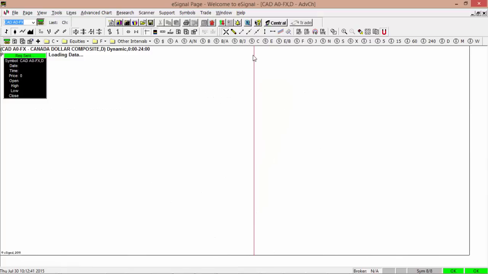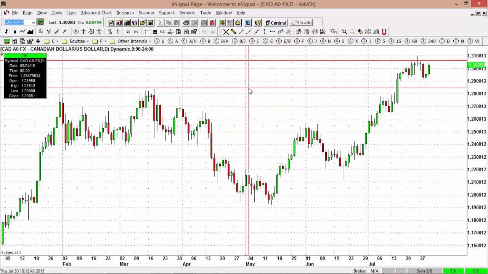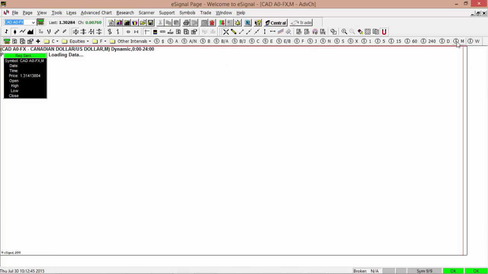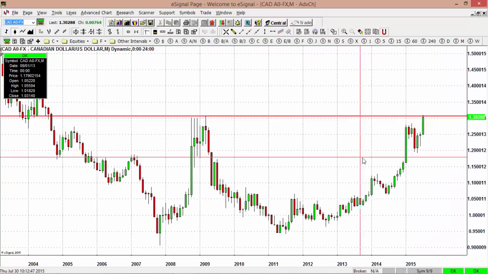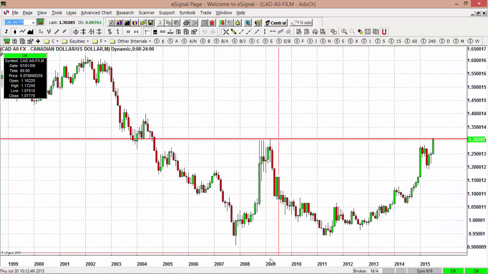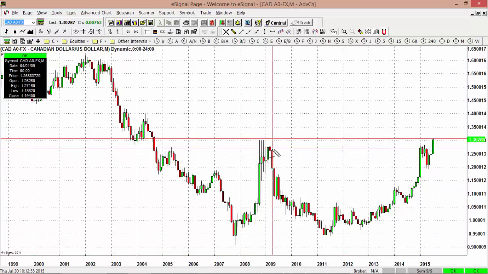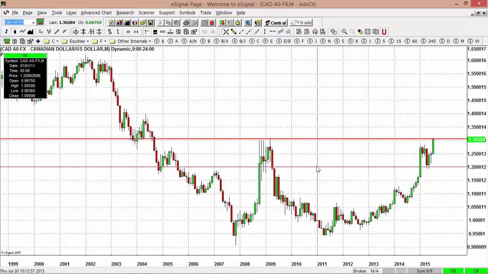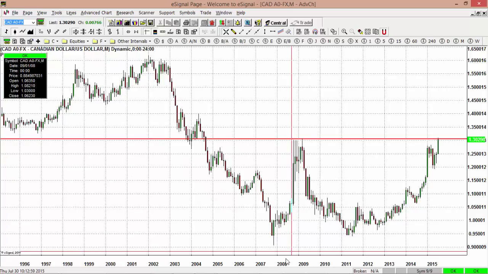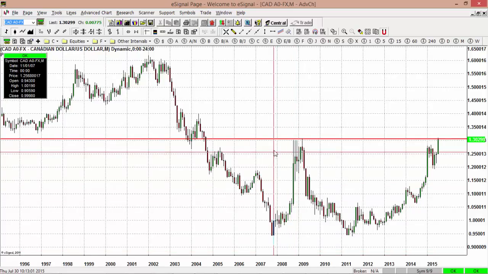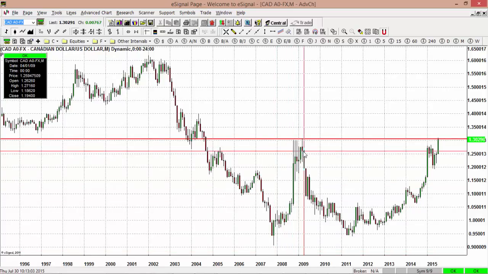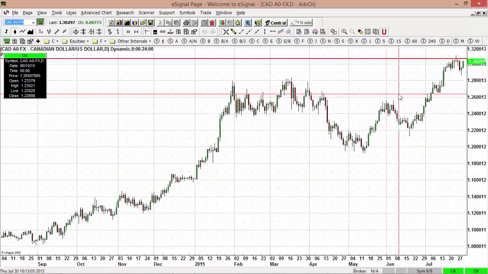Okay, taking a look at the Canadian dollar. Yesterday we did say, just for some history, for those of you who didn't see yesterday's analysis, that the market is coming up on a resistance, this 130 level. This is a monthly chart of the Canadian dollar. The market is up against this 130 level. This prior resistance was made in 2008 and 2009.